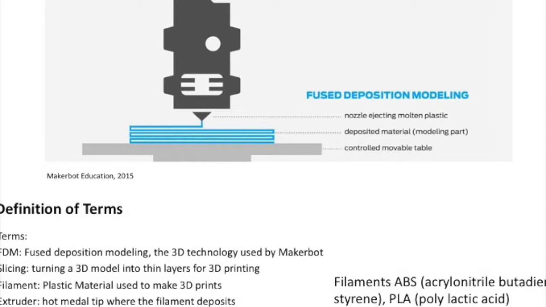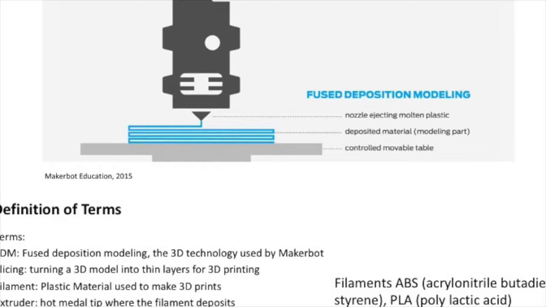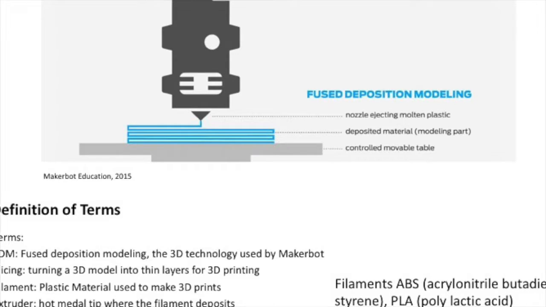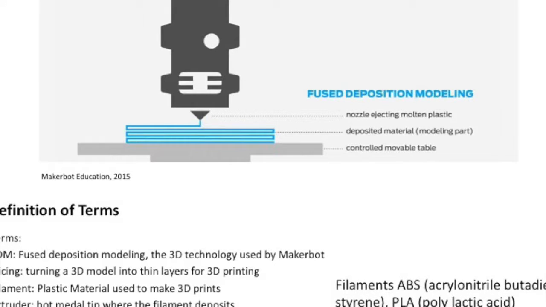The extruder is the pointy orifice or the nozzle that you see located on the schematic above that has the hot metal tip and the small orifice hole where the filament or the plastic is actually being pushed through and deposited onto the movable plate.